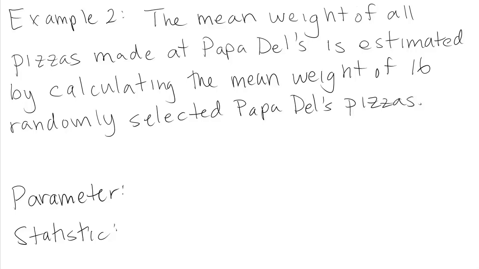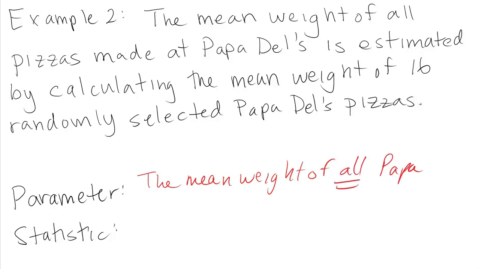The parameter is a number that somehow describes the entire population. What we're curious about is the mean weight. The mean weight would be a number. So the parameter is the mean weight of all Papa Del's pizzas.